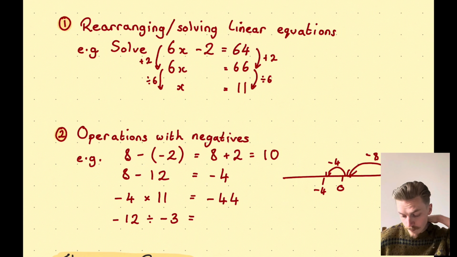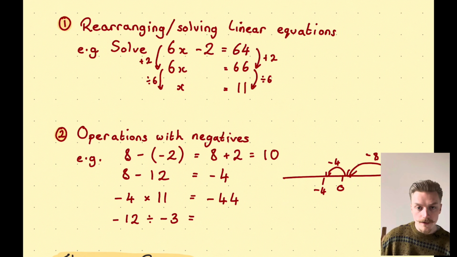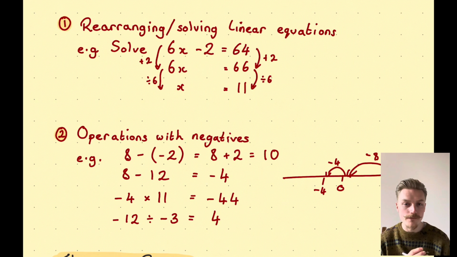And on this last example, negative 12 divided by negative 3. We've got a negative there, and we're seeing how many negatives fit into it. So it's a positive amount of negatives that fit into it. So that's just going to be a positive 4 and not a negative 4. So if you're unsure about any of that, really make sure you're secure on this before you go on to this video. And drop us a comment if you want us to go through it.